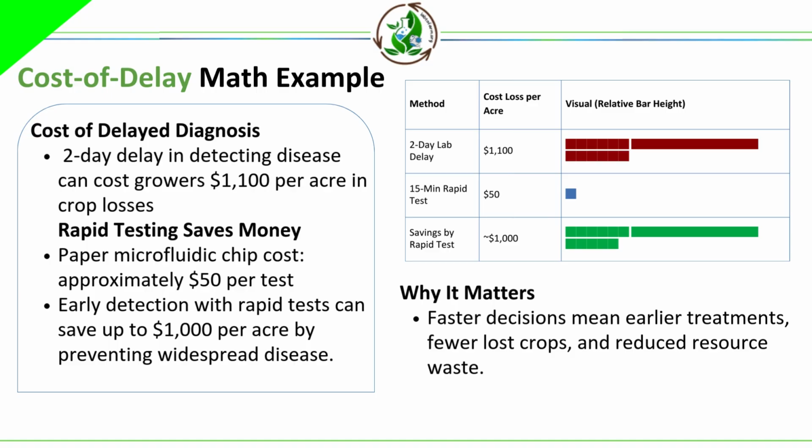Imagine a disease moving through a field where unchecked crop loss is about $4,000 per acre per week. If diagnosis is delayed by just 2 days, that's roughly 2 out of 7 days in a week, so about $1,100 per acre in losses.